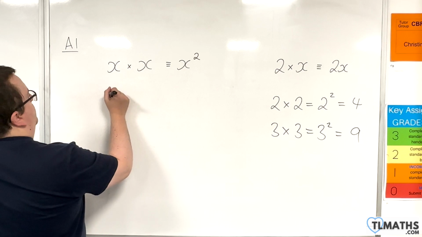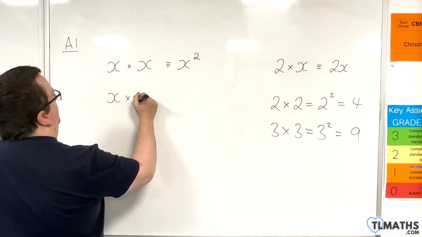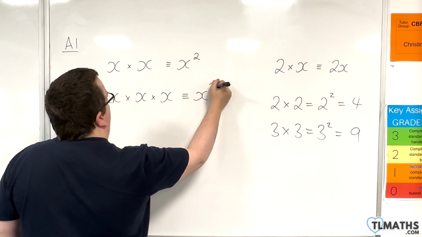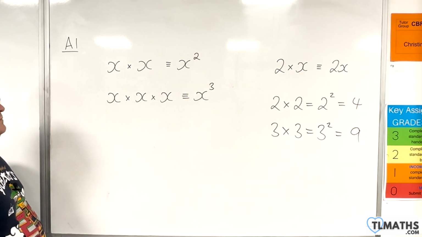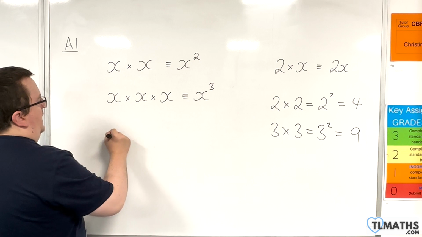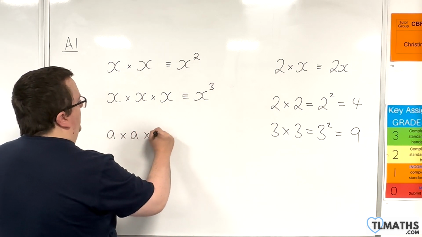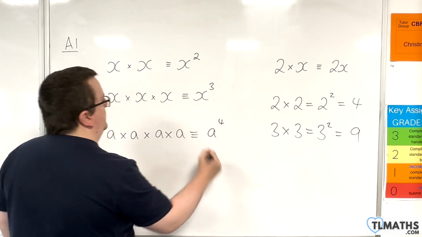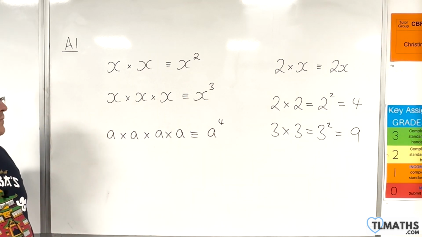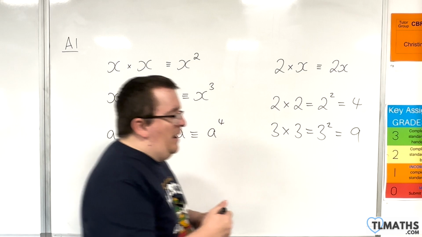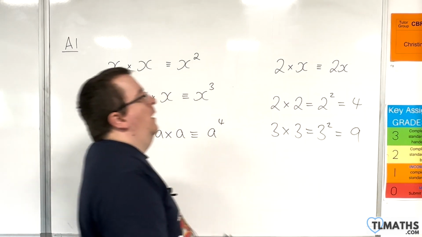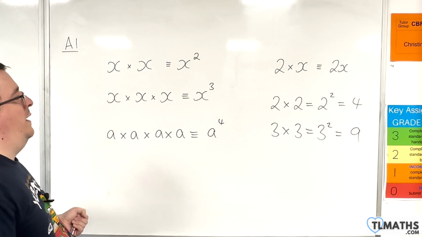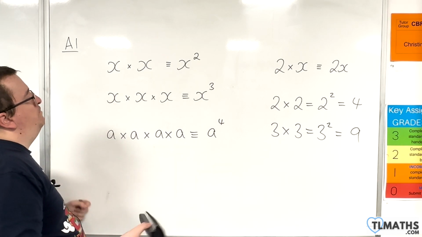So then you could say, well, how about if I've got x times x times x? Well, then this would be x cubed. And I could have a times a times a times a, and so that would be a to the 4. Okay, so this is how we can multiply something by itself multiple times. So this is the way that we write it down.